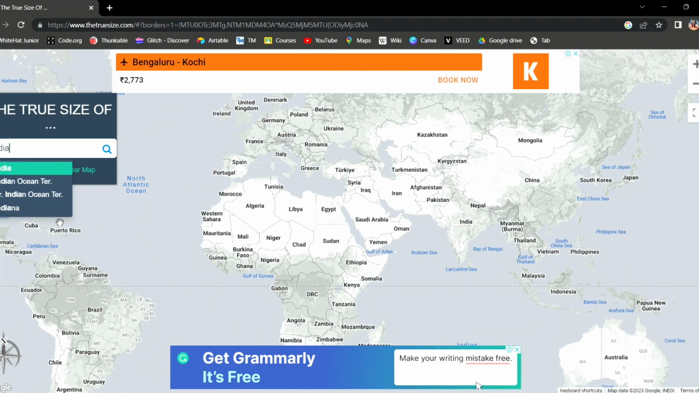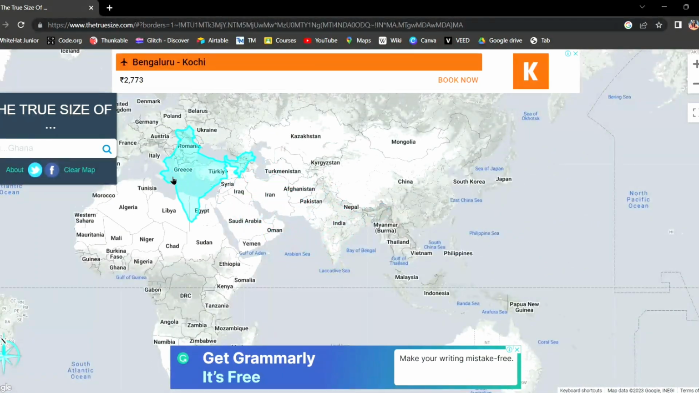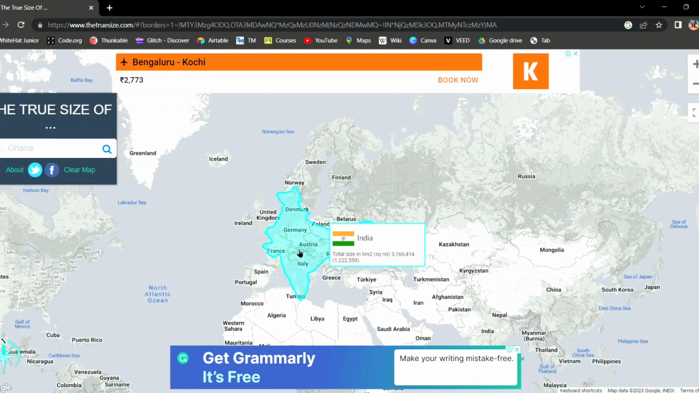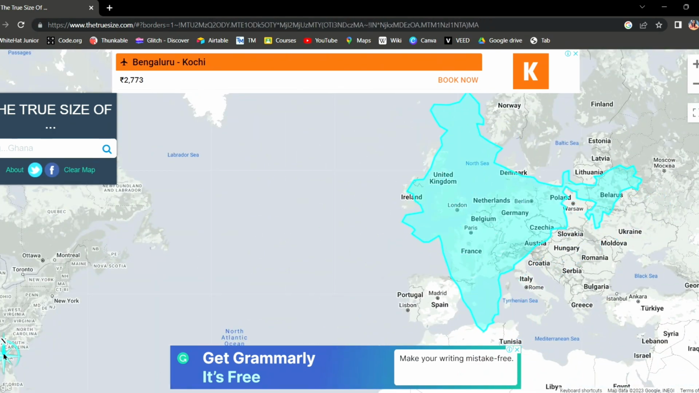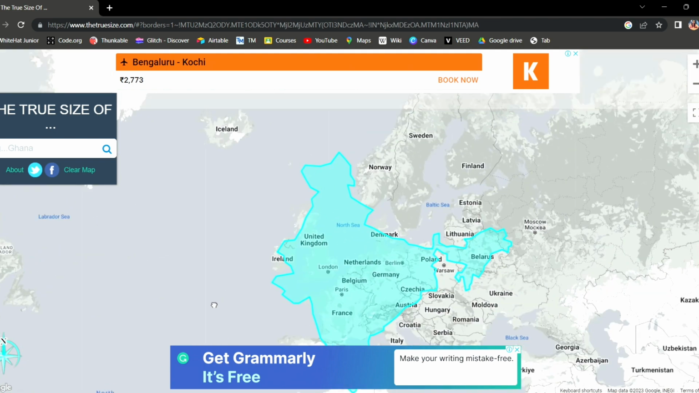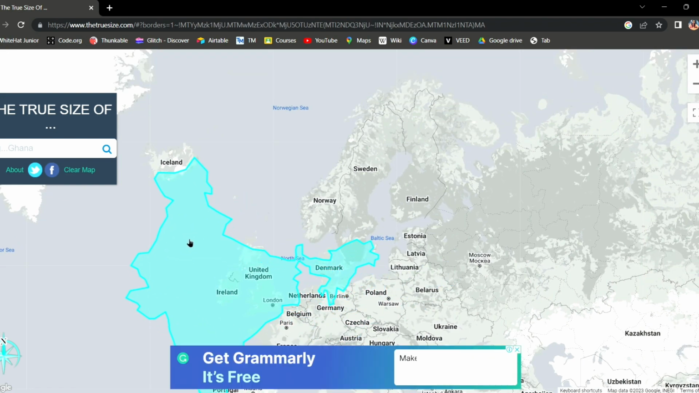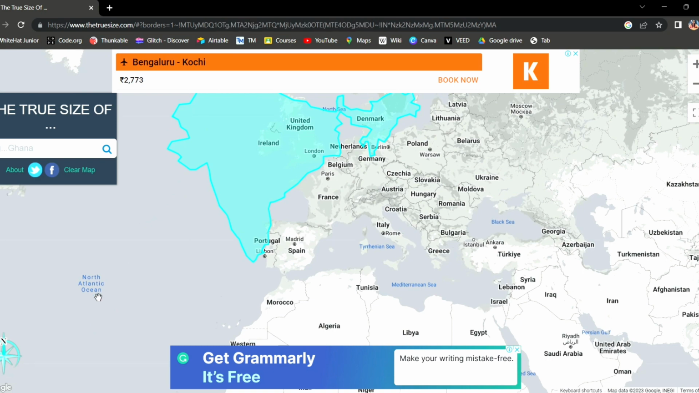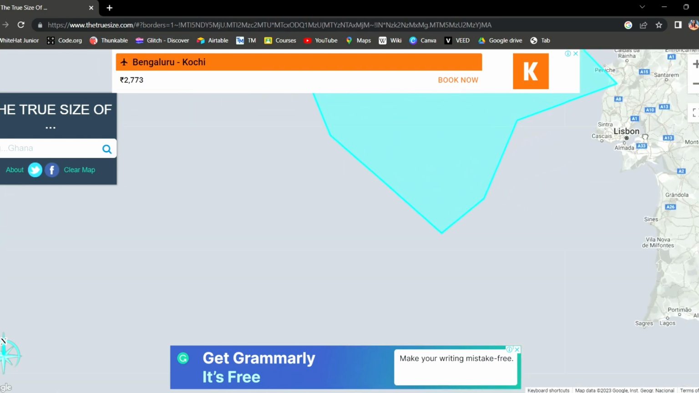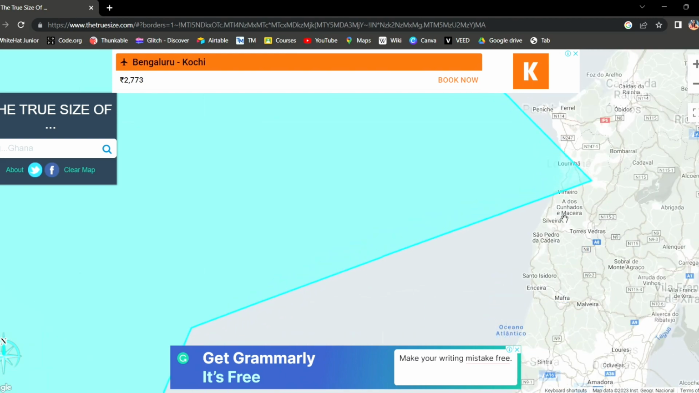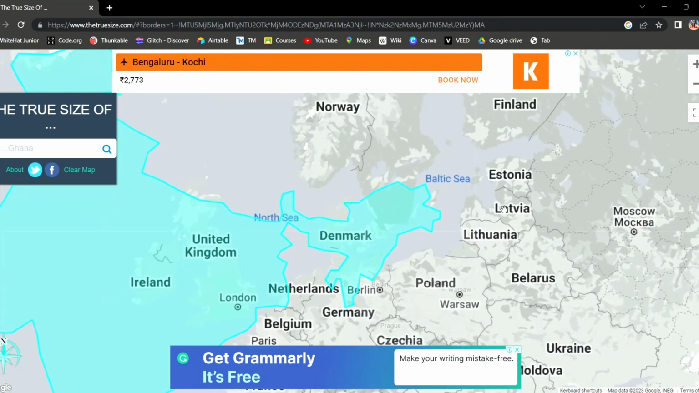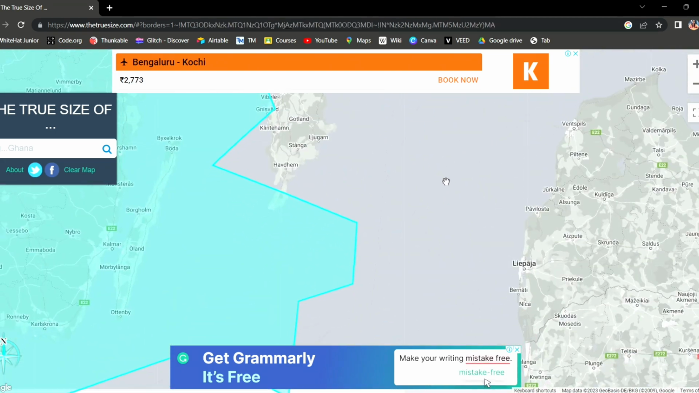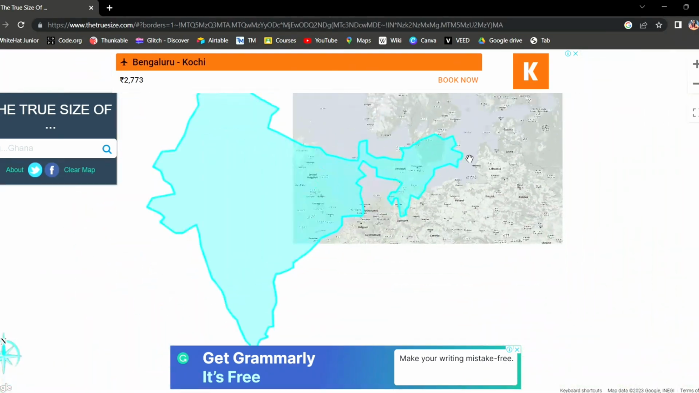Next is India. Now if we cover the continent of Europe with India, it is pretty big. We should rotate this. No need for rotating there. Now it stretches from Iceland up here to Portugal, almost touching Portugal. It barely touches Portugal, like some kilometers away from the capital of Portugal, Lisbon. And it even stretches up to this island of Sweden.